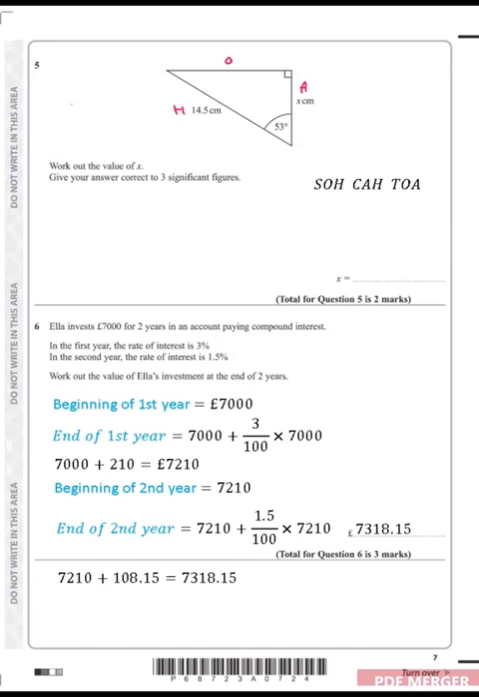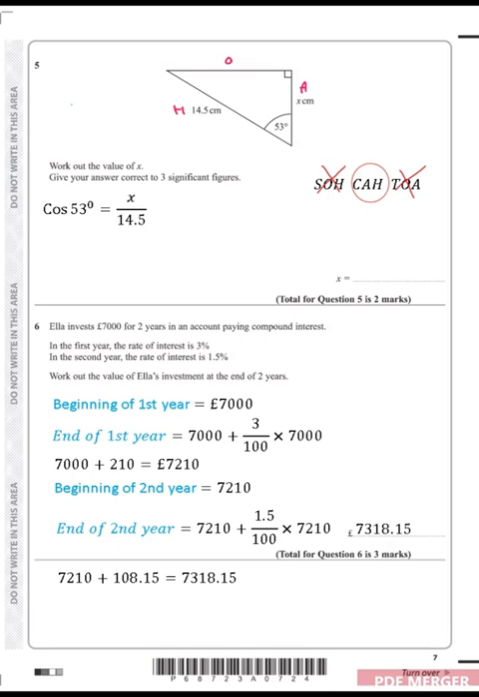Now, let's work out which method can be used to solve this problem. We already know the hypotenuse. Adjacent is the side that we need to work out. And we know the angle is 53 degrees. So we can eliminate sine, and we can also eliminate tan. So the best method is cos. Cos is equal to adjacent divided by hypotenuse. Do we know the angle? Yes. Cos 53 is equal to x divided by 14.5.